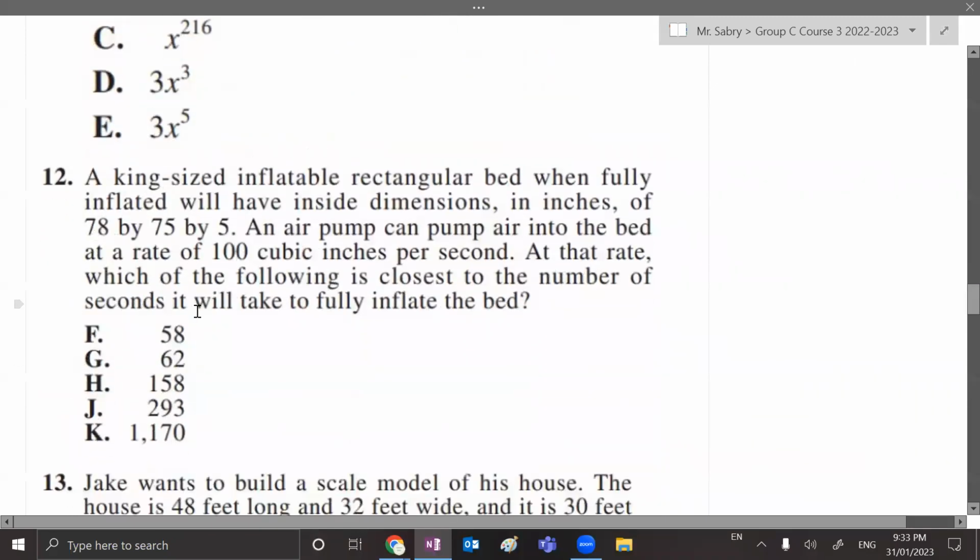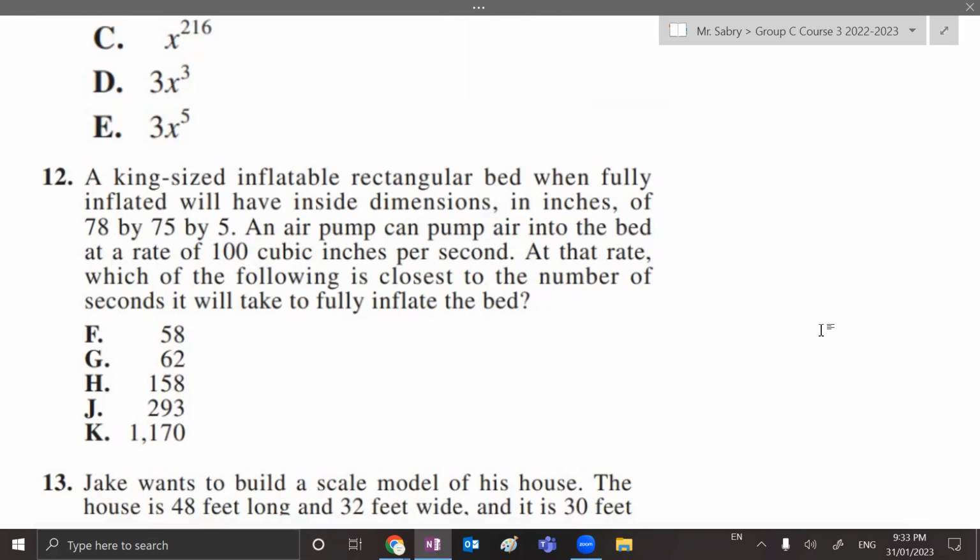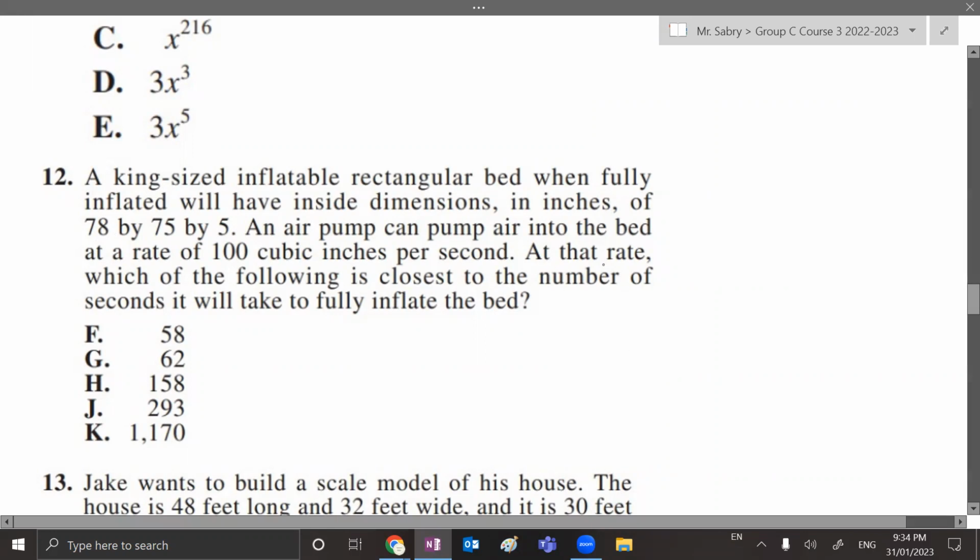So moving to number 12, it says here a king-sized inflatable rectangular bed, when fully inflated will have inside dimensions in inches of 78 by 75 by 5. An air pump can pump air into the bed at a rate of 100 cubic inches per second. At that rate. Now, whenever you see the words at that rate here, this is a keyword. This is a keyword for cross multiplication.